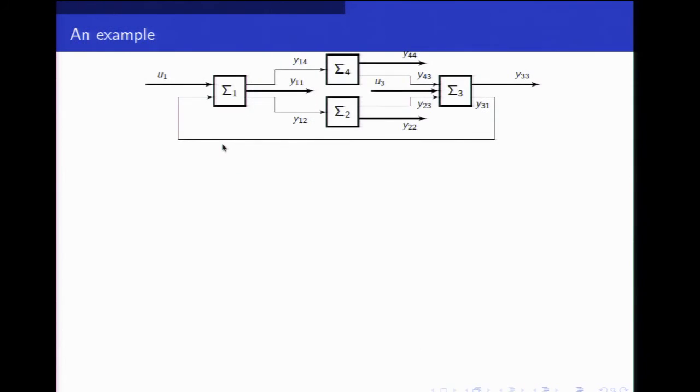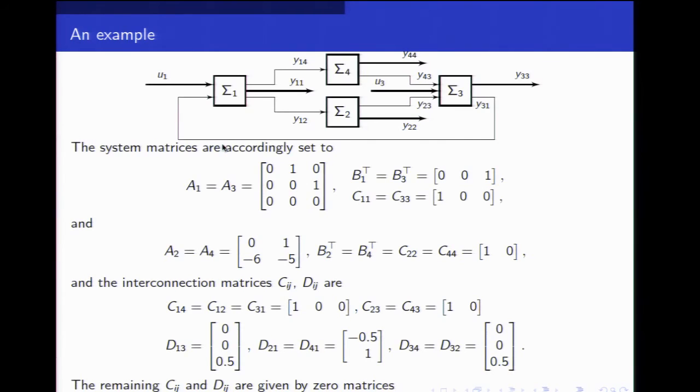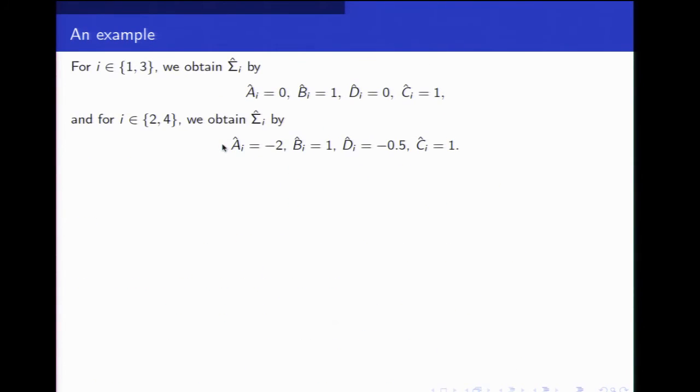So, okay, let's provide an example. This is a concrete system, an interconnection of 4 subsystems. These are the corresponding matrices. If you look at the interconnected system, it's 10-dimensional, yes? And these are the corresponding interconnection matrices. So we applied the techniques. We managed to construct an abstraction for each component, which is 1-dimensional, yeah?